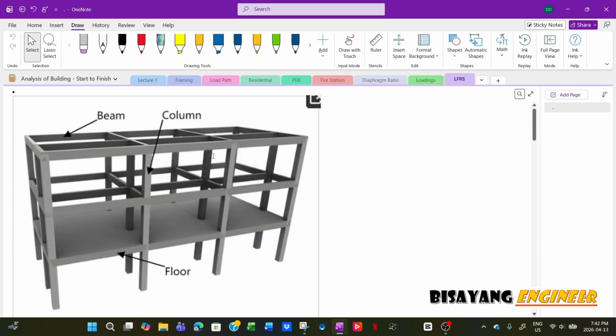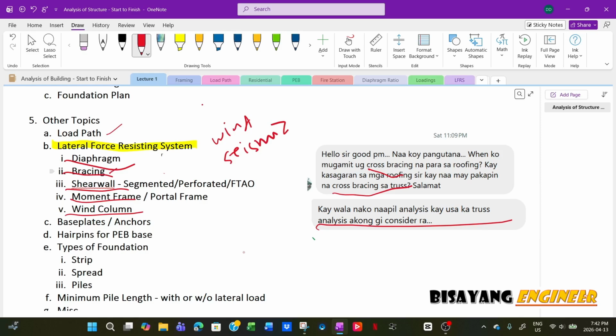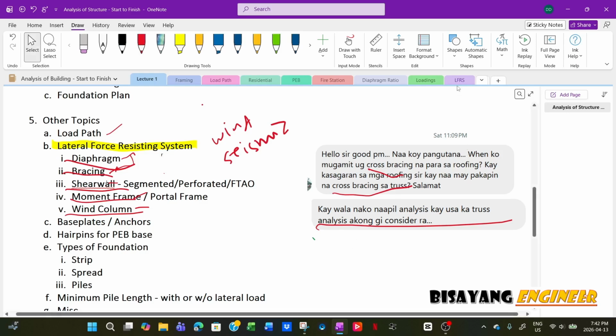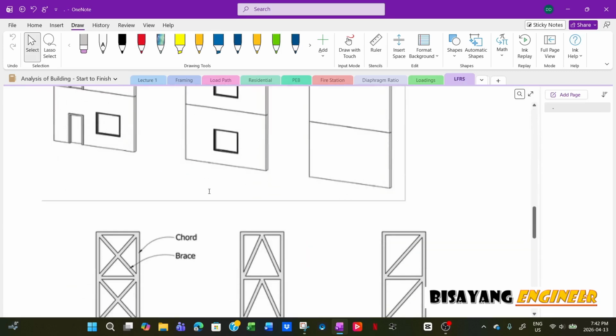Now, the types of lateral force resisting system are the bracing, the shear wall, the moment frame and the wind column. Most of the time the force will be transferred to your diaphragm, then to your bracing, shear wall or moment frame, and down to the foundation. So I prepared these pictures here. First we will discuss which one we should start with.